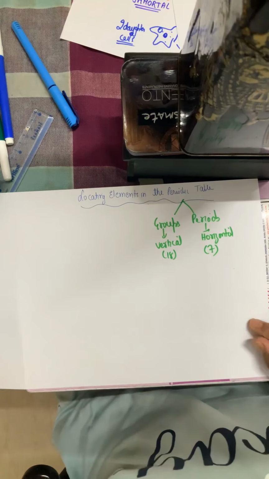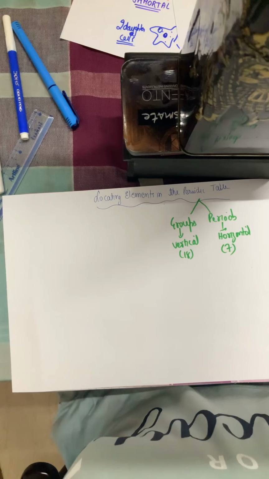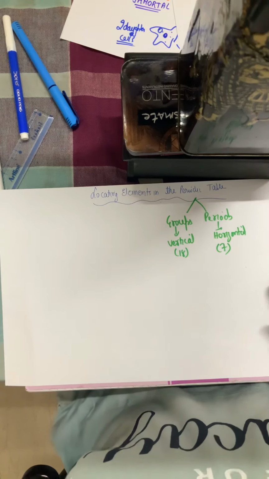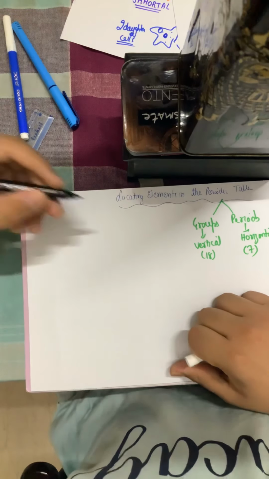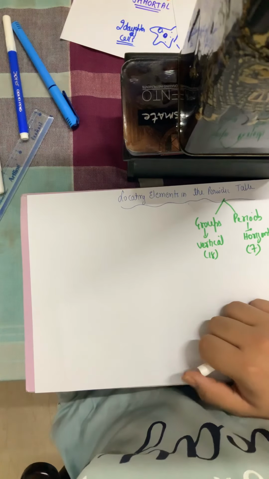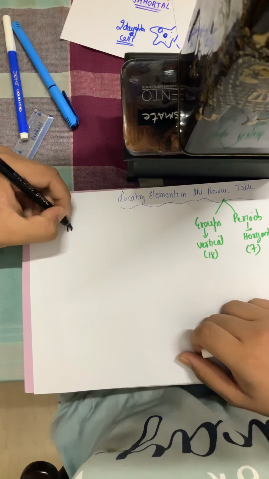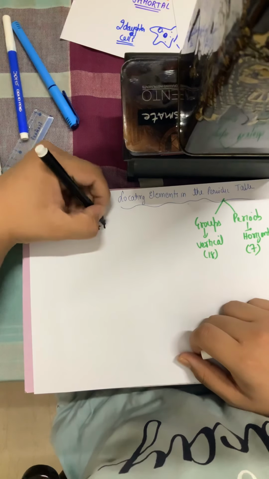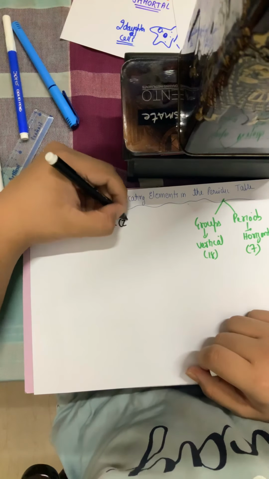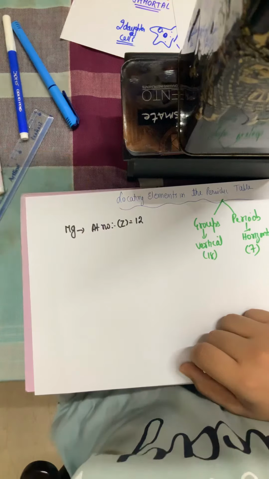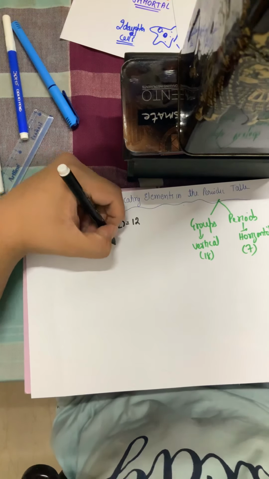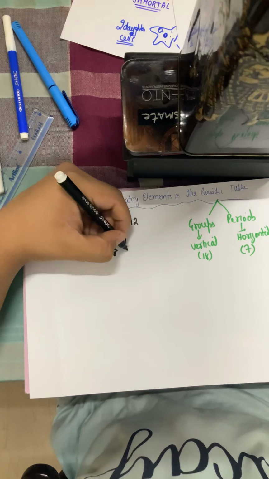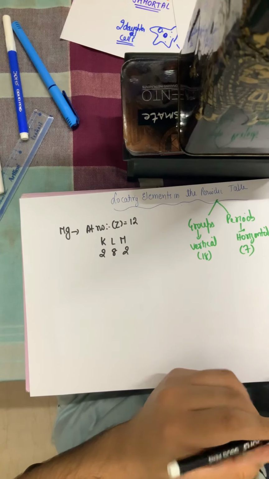Now talking about locating an element, if I am given any element, firstly I need to write its electronic configuration for locating it in the periodic table. So suppose I have the element called magnesium. Magnesium is denoted by Mg, and its atomic number, which is called Z, is 12. So writing the electronic configuration now, if I write it as K, L and M shells, it will be 2, 8, 2. This is the atomic electronic configuration.